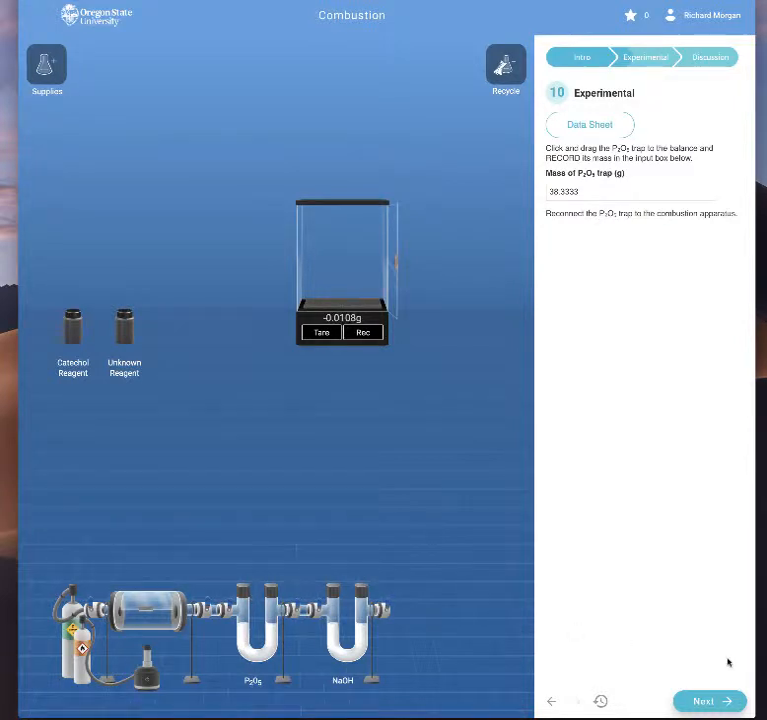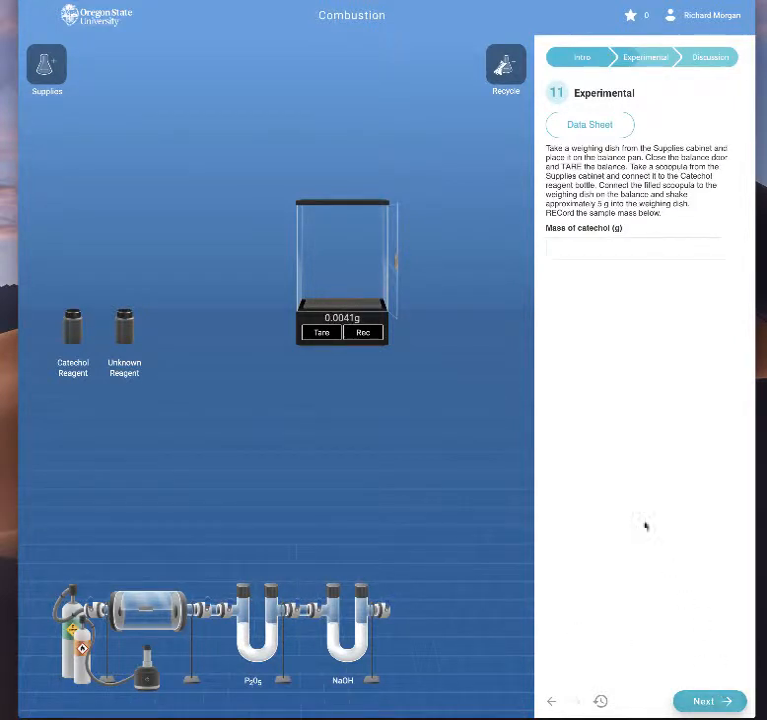All right. So we've got those initial masses, and then we're going to weigh some catechol here. So we go to the supply cabinet. I'm going to put a weigh boat in here. There you go, fella. And I'm going to get a scoopula.